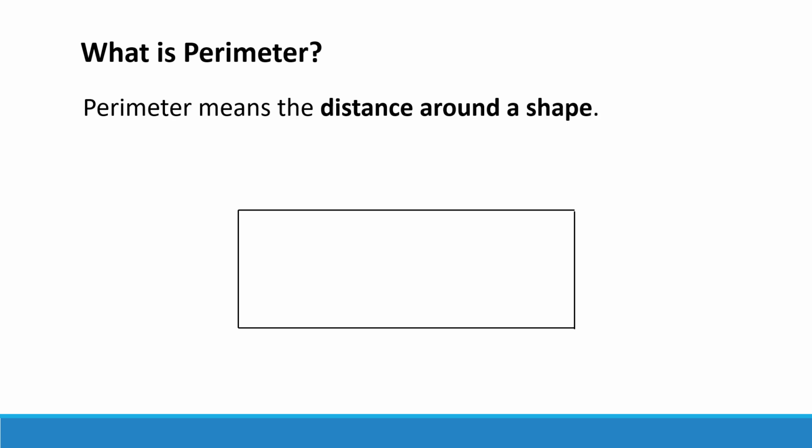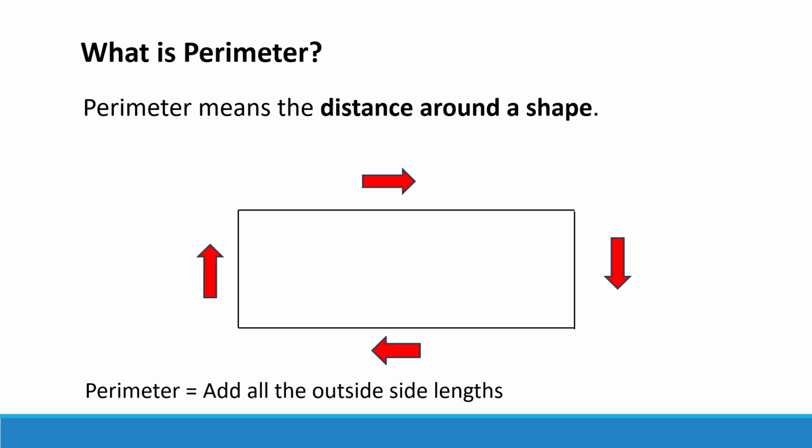Before we learn about compound shapes, let's quickly review what perimeter means. Perimeter is the distance around a shape. We measure all the way around the outside of the shape. To find the perimeter, simply add all the outside side lengths. The same idea also applies to compound shapes. Let's look at how to solve them step by step.